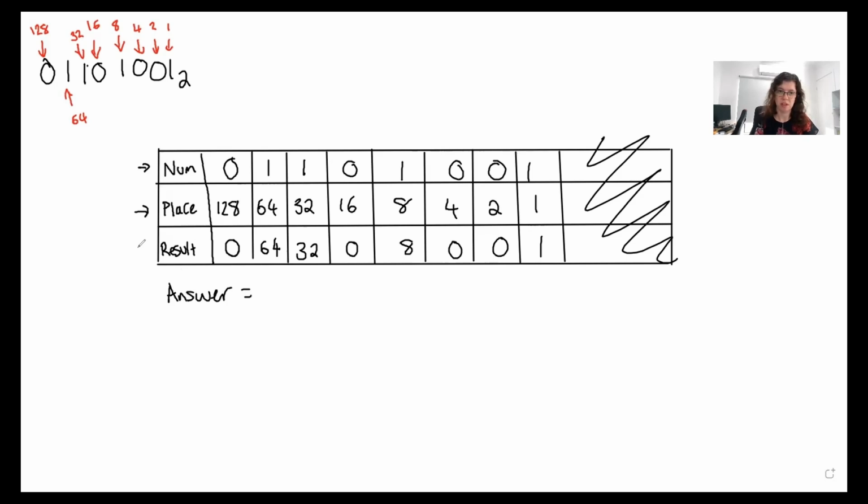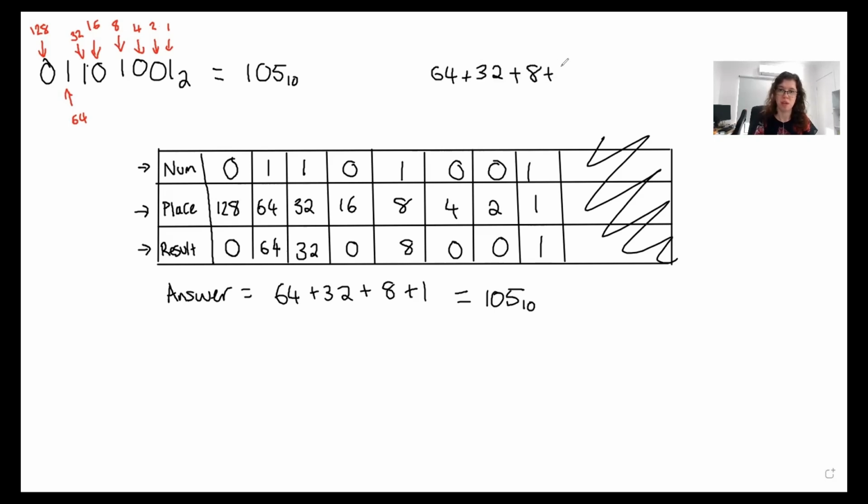we add up all of those numbers in the result row. We can skip the zeros and just go 64 plus 32 plus 8 plus 1. That's going to give us 105 as our answer. In other words, this binary number is equal to 105 in decimal. The shortcut way to do it is to know your place values and only add up the ones where it's a 1. If you get familiar enough with this table, you could just jump straight to 64 plus 32 plus 8 plus 1. However, I would really recommend using the table until you're feeling pretty confident with binary.